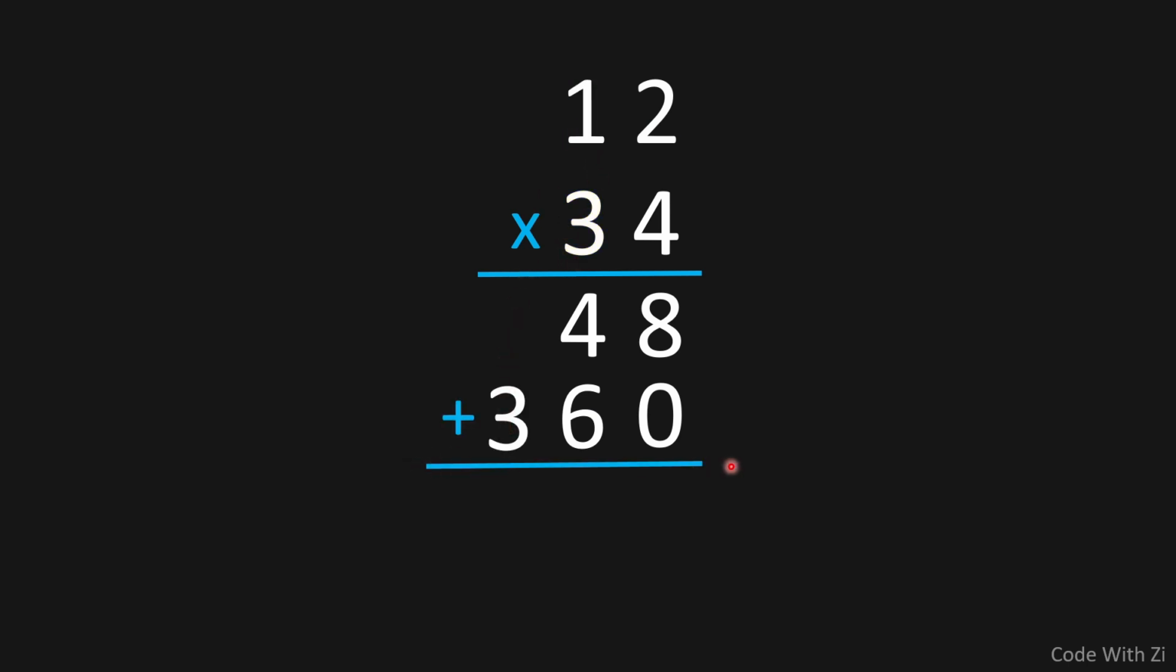And then we add these together. So 8 plus 0, that's going to give us 8. 4 plus 6, that's going to give us 10, so we're going to write 0 and we're going to have a carry. Then 1 plus 3, that's going to give us 4. So we're going to have 4 here. And that's going to be our answer.